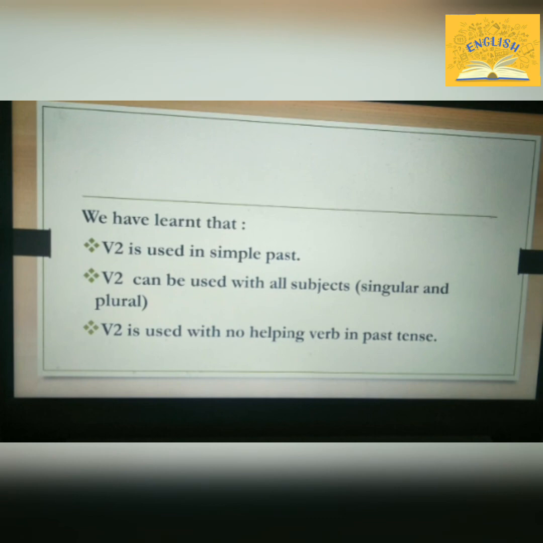V2 is used in simple past. जो second column होता है हमारे V1, V2, V3, second column is only V2. It is only used in simple past tense. V2 can be used with all subjects. ये जो verb second form होता है वह सारे subject के साथ use होता है singular and plural without helping verb. As I told you, helping verbs in past tense is was, were, did, etc. had.